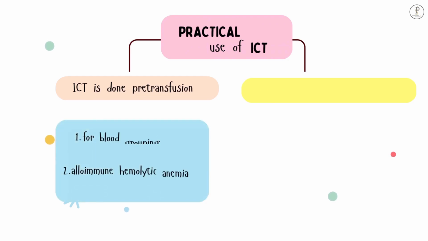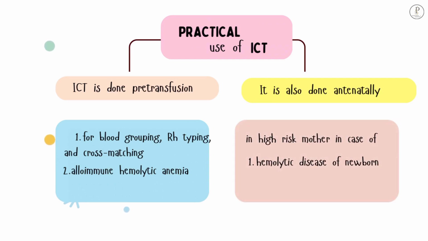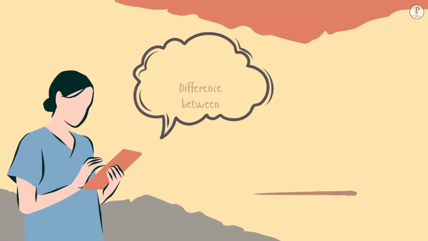Practical implication of ICT. ICT is done pre-transfusion for blood grouping, RH typing and cross-matching, and also in alloimmune hemolytic anemia. ICT is also done antenatally in high-risk mothers in case of suspected hemolytic disease of newborn.